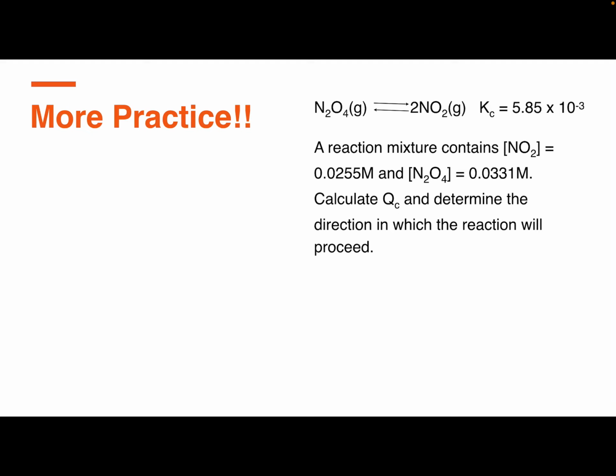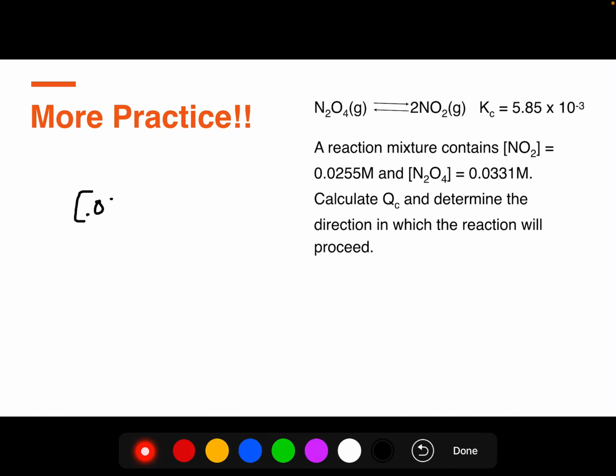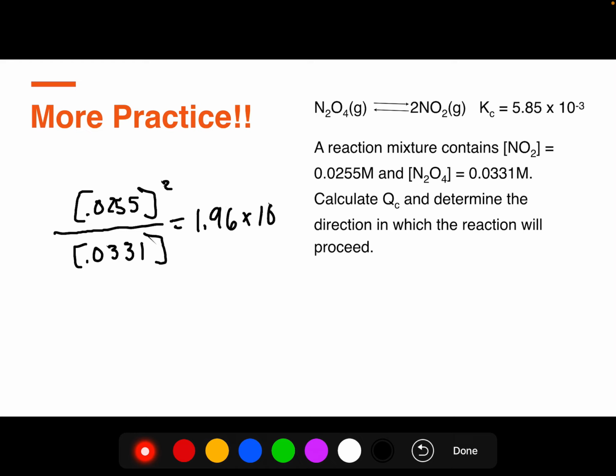On this one, we have concentration. So we're calculating Q and doing the exact same thing all over again. So NO2 is the product, and there is a coefficient of 2, so I'm going to put 0.0255 squared on top. Then on the bottom, I have 0.0331, no coefficient. So 0.0255 squared divided by 0.0331 gives me 1.96 times 10 to the negative second.